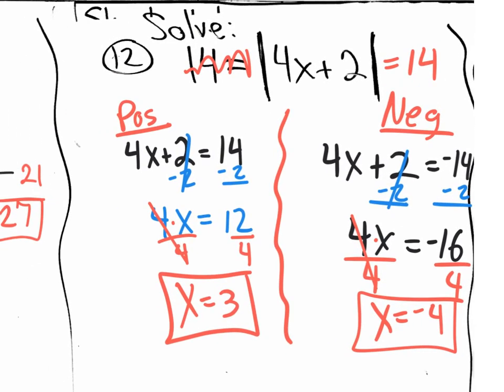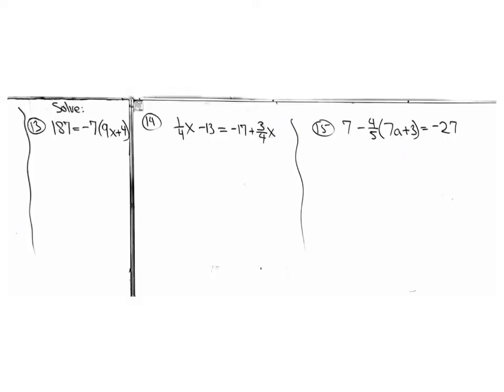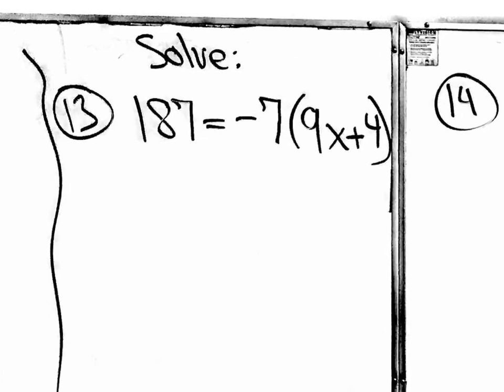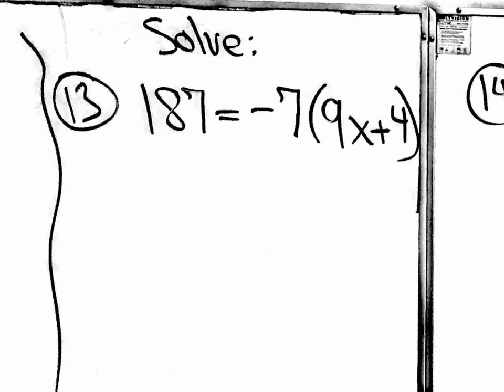Let's move on to the next one, number 13. So right here we want to solve. It's just a regular equation. And whenever you solve equations, always check and see if you could simplify the equation first. Remember, simplify means distributive property or combining like terms. On the left side, you just have 187. That's a number. You can't simplify that. It's already simple. Over here on the right side of the equal sign, you really do have distributive property. So that's what we begin with.